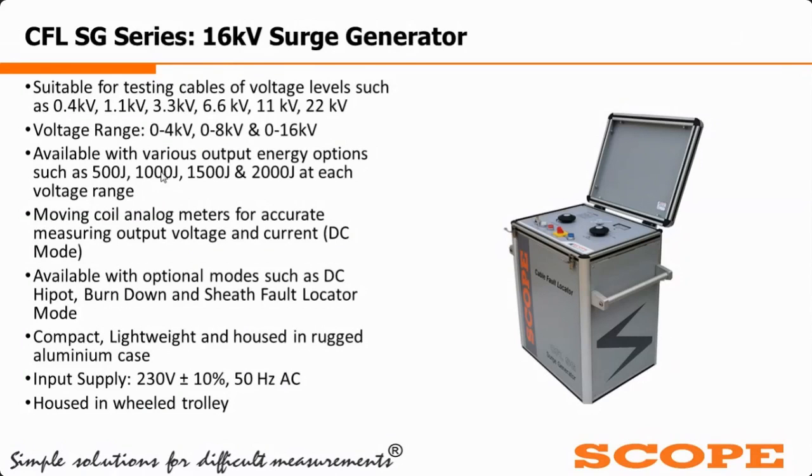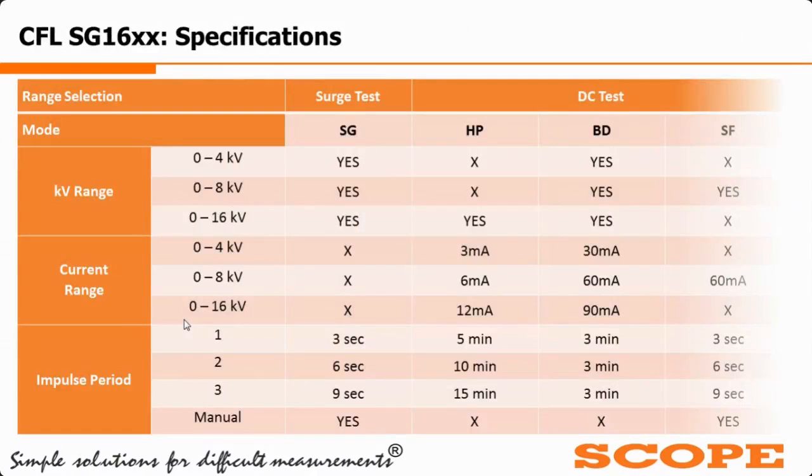The 16 kV surge generator is also equipped with optional modes, which I will explain in later slides: DC HiPot, burn down and SIM hold locator modes. This 16 kV surge generator is housed in a very rigid aluminum casing and is equipped with a transport trolley, so that you can easily move these kits. These are the 16 kV surge generator specs in detail.